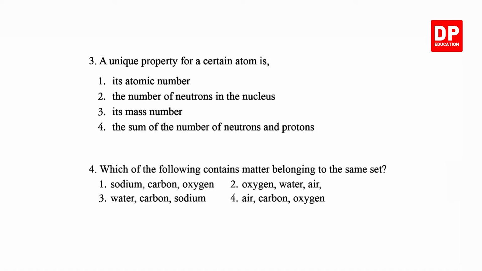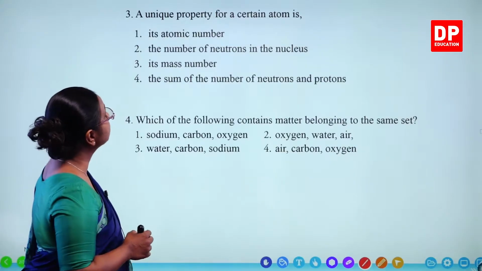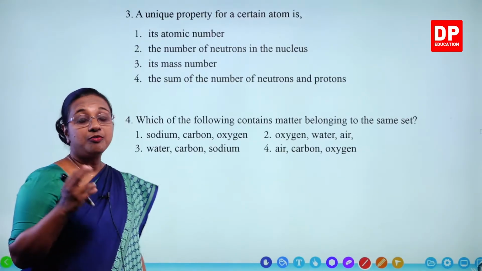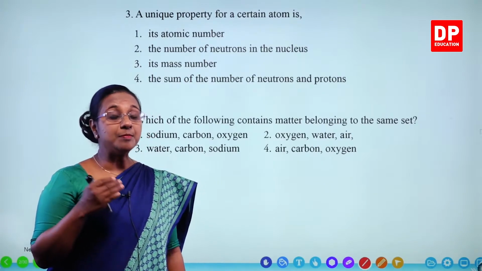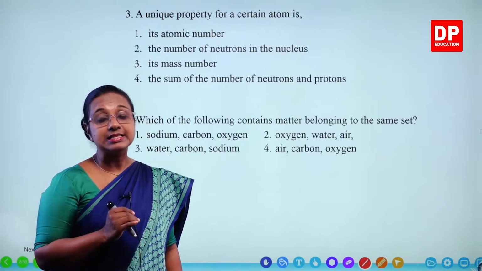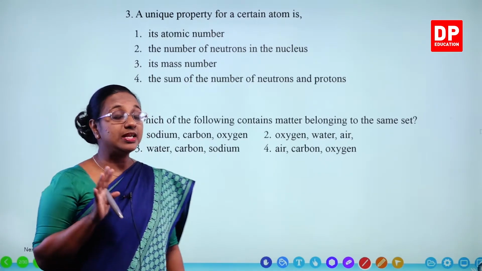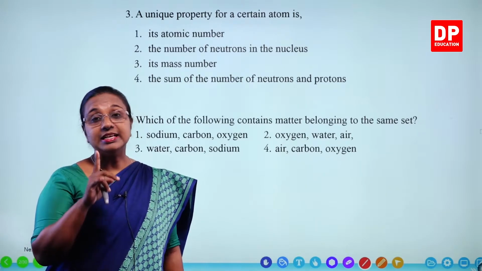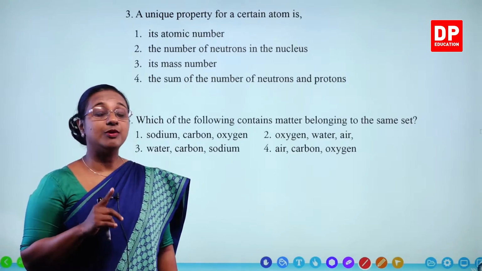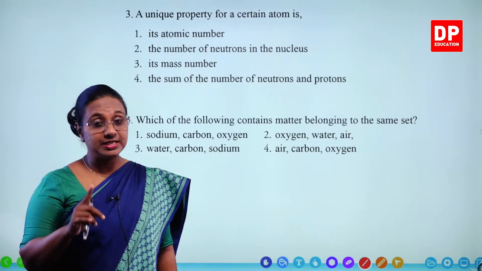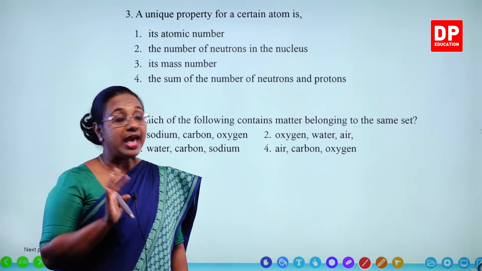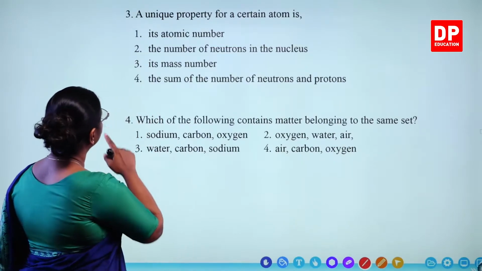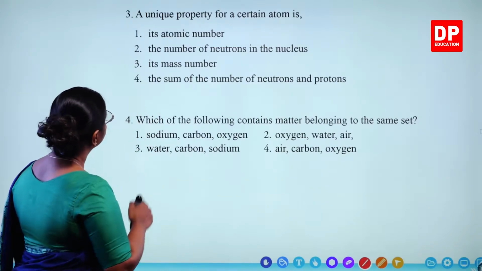Question number 3. A unique property for a certain atom is. Now, for an atom, there is the atomic number, the mass number and the symbol. Out of these, what is the property that we say as unique property? That is the atomic number, that is equal to the number of protons present in the nucleus. So that is the unique property. So it's atomic number. That is correct.